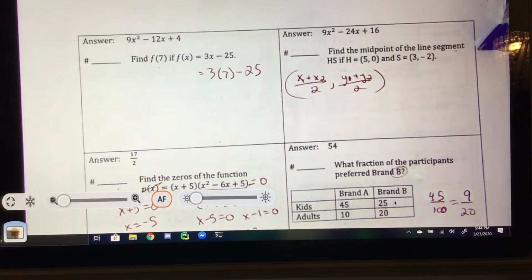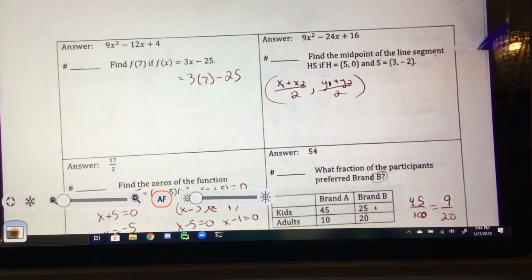Okay, this should be the shortest video of all of them. This page wasn't too bad except for maybe one problem. The first one, you just have to plug 7 in. So pause the video if you need to do the problem, but I'm not going any further with it.